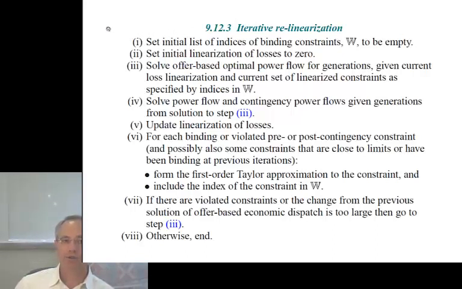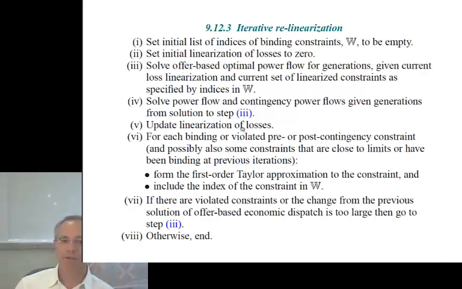It's used in practice to solve any large-scale optimal power flow problem, whether or not the problem has AC power flow constraints, and it proceeds as follows. We set an initial list of indices of binding constraints, which we could call the working set, to be empty. We set the initial linearization of losses to 0. We solve offer-based optimal power flow for the optimal generations given the current loss linearization and the current set of linearized constraints. We then take those generations and use them as input to the power flow problem. We solve for the power flow and contingency power flows given the generations from step 3.